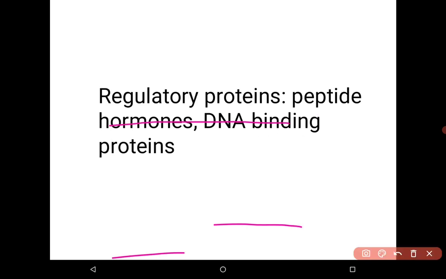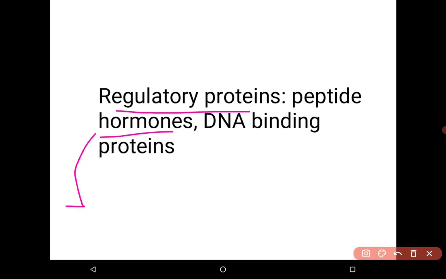Others are involved in regulatory function. They regulate, and these are the hormones. Regulation is just controlling. For the hormones, you can talk of insulin. What does it regulate? Blood sugar, with its counterpart, glucagon. Others simply bind to the DNA to regulate the process of either transcription.